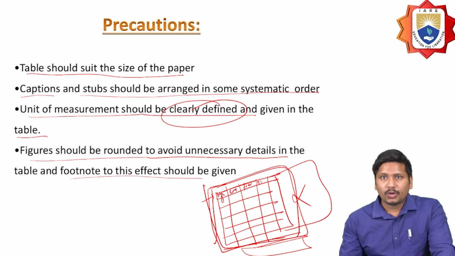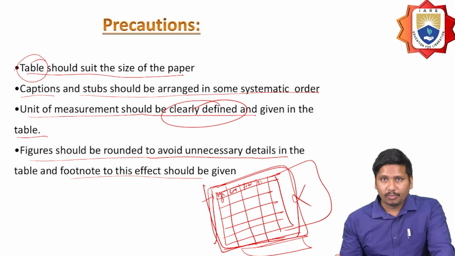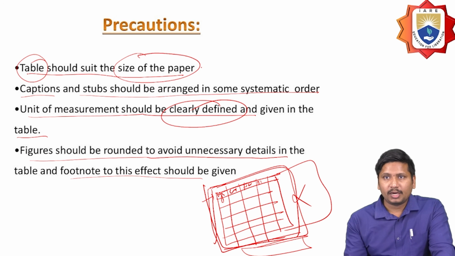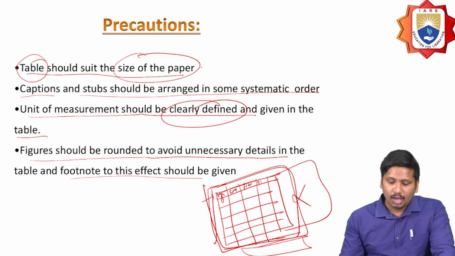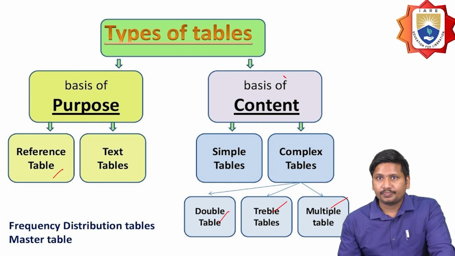So next, the precautions we have to follow. The data we are presenting in the form of a table should suit the size of the paper as well as the size of the window, and the captions and steps are also going to be arranged in systematic order, and units of measurement should also be defined very clearly. Those are the important precautions to follow while drawing tables, and the figures should also be rounded to remove unnecessary details in the table.